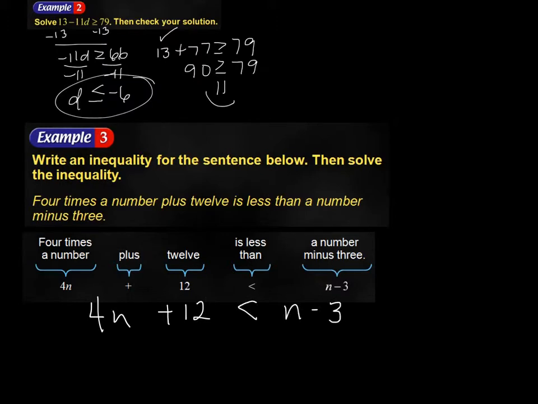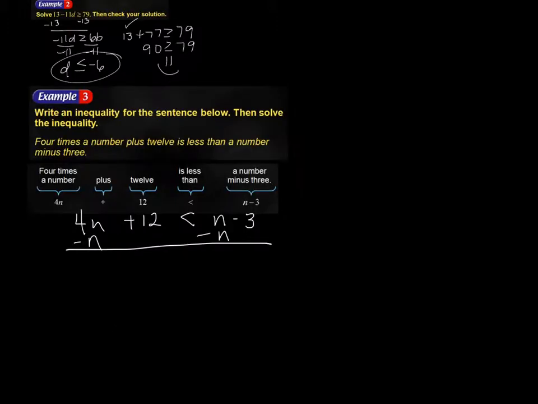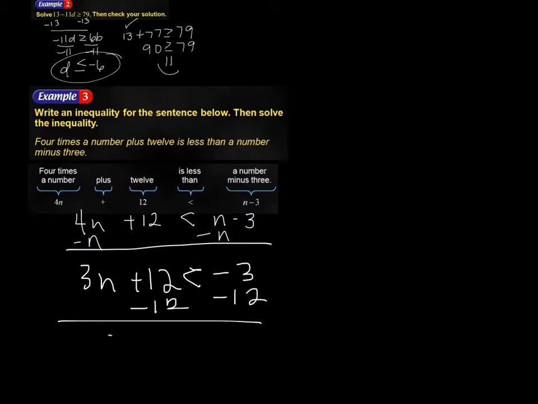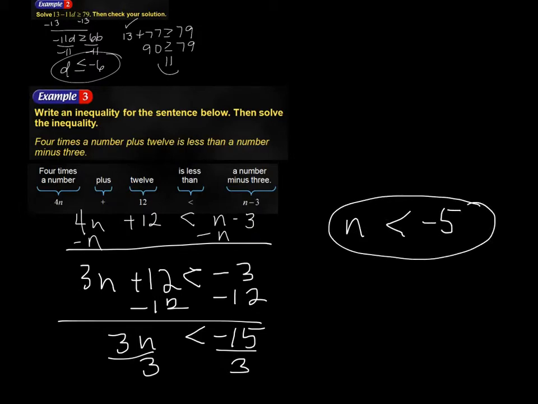First thing we need to do is get our variable on one side, so I'm going to subtract n from both sides. So now we have 3n plus 12 is less than negative 3. Subtract 12 from both sides of the inequality. So 3n is less than negative 15. Divide by 3, and we get n is less than negative 5. Remember, we don't need to flip the inequality this time because we were dividing by a positive. The negative was already sitting there.